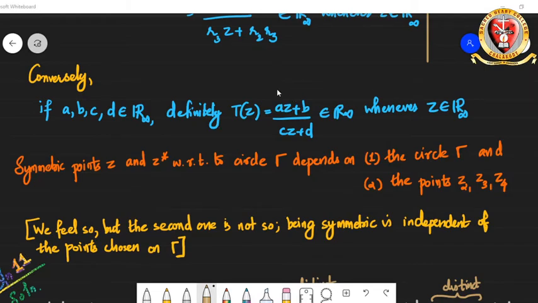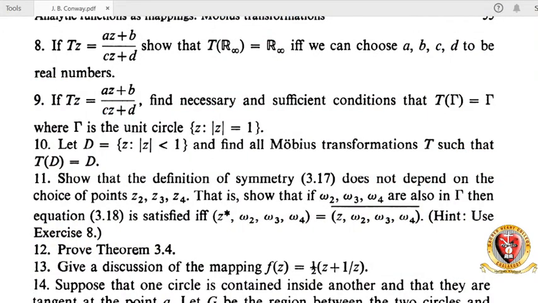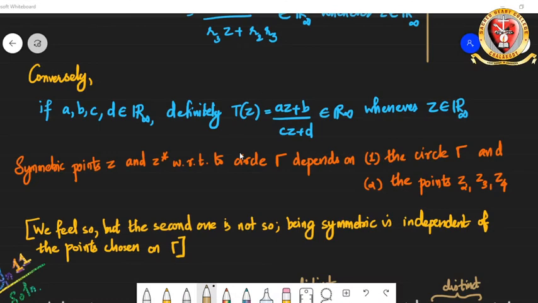understood if we solve question number 11 sitting here, which says that the definition of symmetry of two points does not depend on the choice of the points z2, z3, z4. This shows that we have to show that W2, W3, W4, if they are from gamma, then they also satisfy the same condition of symmetricity of Z and Z star with respect to gamma. And here we have to use exercise 8, that we just solved now. Okay, so let's see how this problem can be solved.